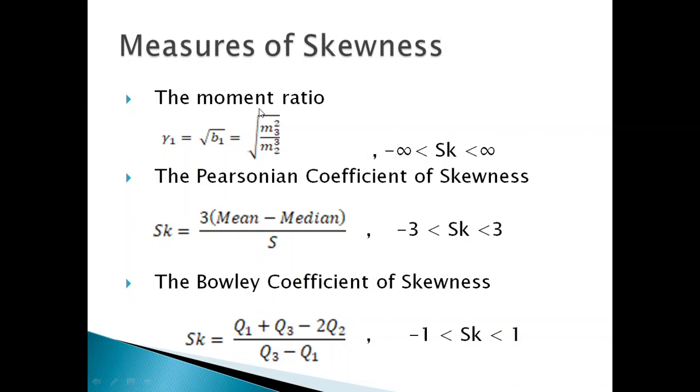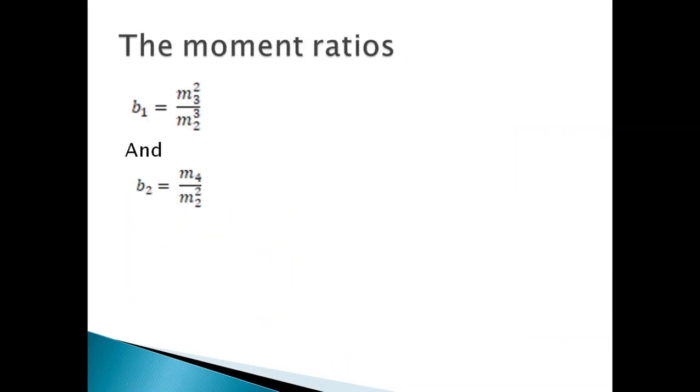In the moment ratio, gamma 1 is used, and gamma 1 is equal to the square root of beta 1. Now what is this beta 1? This beta 1 is actually the moment ratio which we have studied before. For revision, I have written here that the first moment ratio is represented by B1, which is equal to M3 squared, the third moment squared, divided by M2 cubed, the second moment cubed.